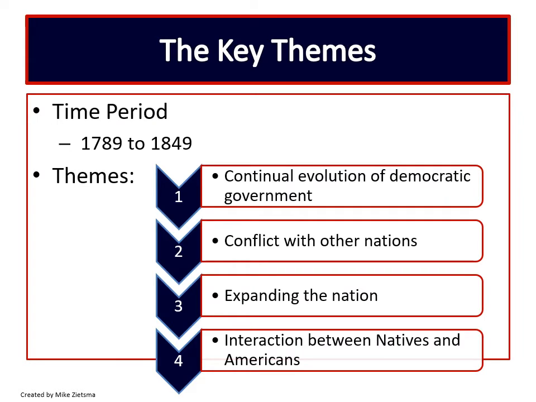Some of the key themes from 1789 to 1849 include: Number 1, the continual evolution of democratic government. Number 2, conflict with other nations, more specifically France, Britain, and Spain. Number 3, expanding the nation. And number 4, interaction between natives and Americans.